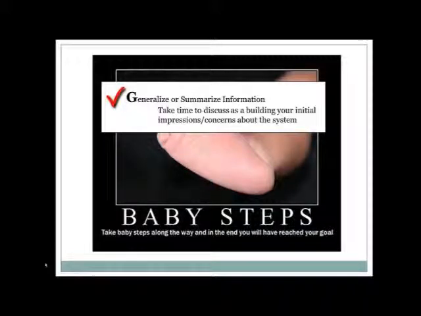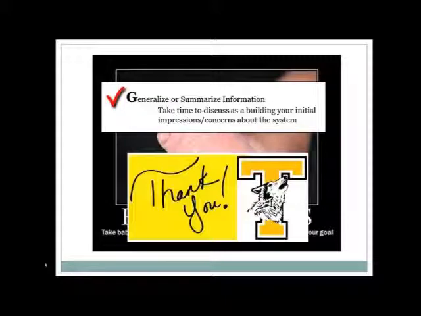So principals, at this time, we'd like you to wrap up this meeting with your staff members by taking time to have them summarize information that they learned today, as well as generate any questions or concerns that they may have. I'll expect you to please send that to me via school mail.